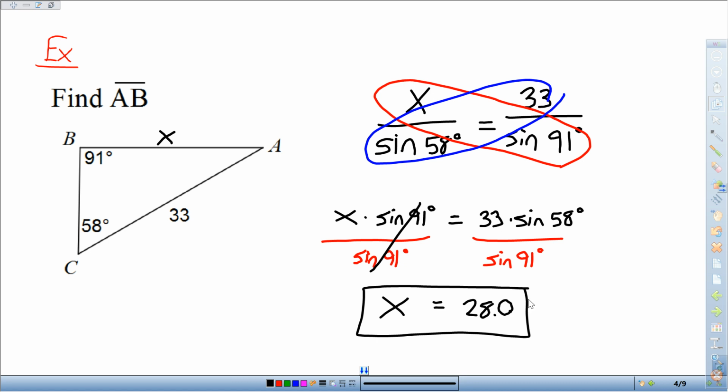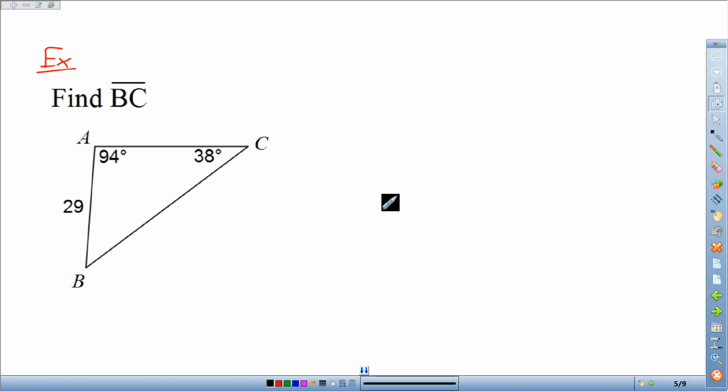All right, just something I'll always say, make sure your answer makes sense in the context of your triangle. The long side of my triangle is 33. Does it make sense for this side to be 28? Yeah, that makes a lot of sense. Okay, cool. Let's try another. Go ahead and copy this. We'll try it out.